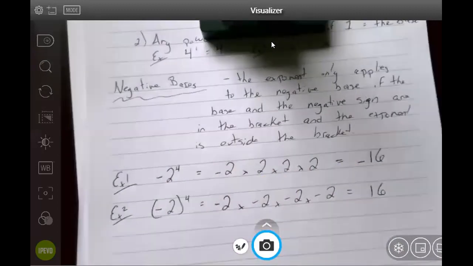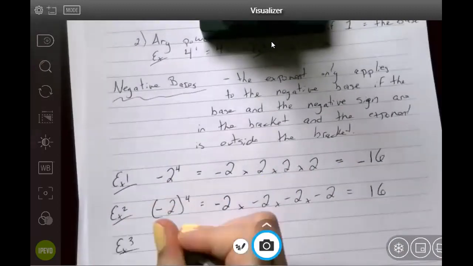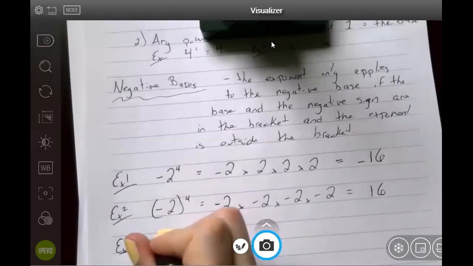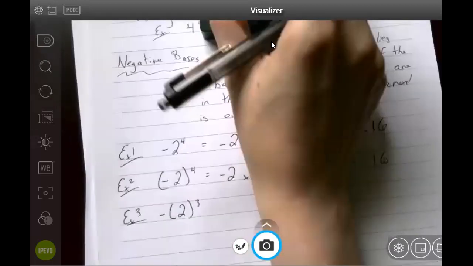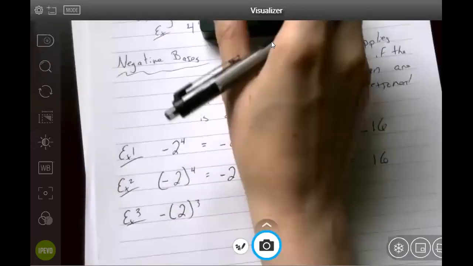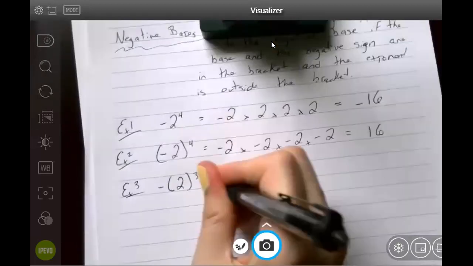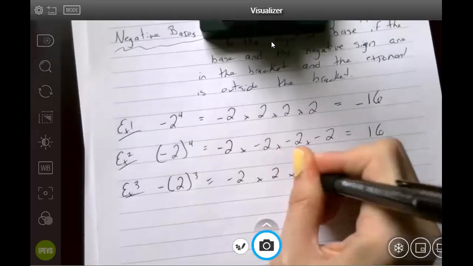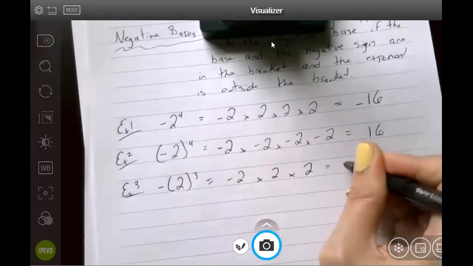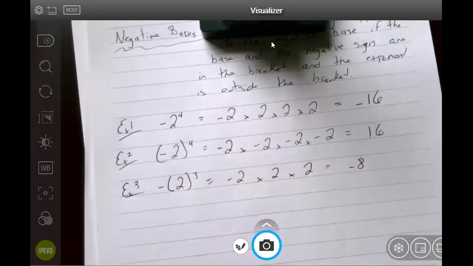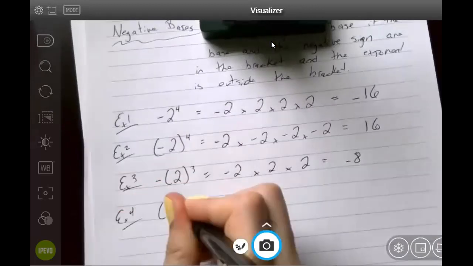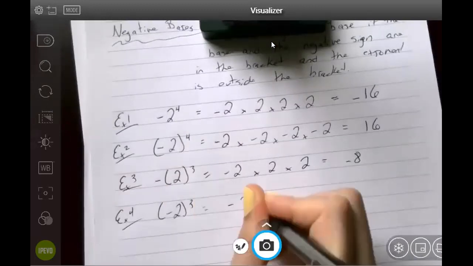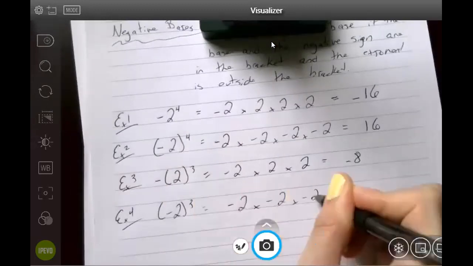If you have something like negative 2 to the power of 3, that once again is not holding our negative sign and our 2 together. So that would be negative 2 times 2 times 2. So negative 8. Okay. Now in this case, it actually doesn't matter. As you can see, if I do one more example here, negative 2 to the power of 3, negative 2 times negative 2 times negative 2 is also negative 8.